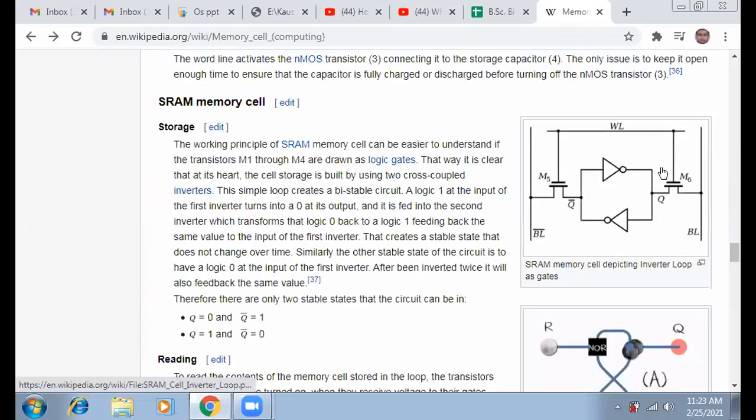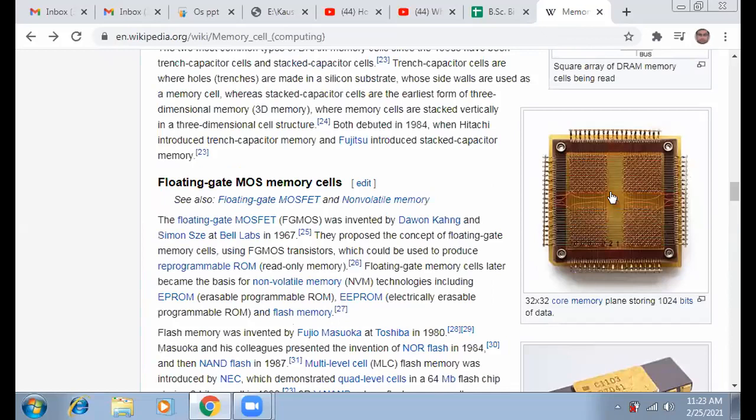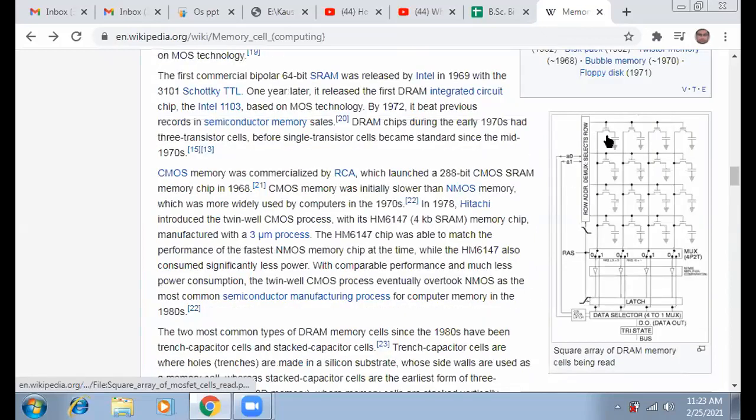So just remember, static RAM consists of two transistors and one cross-coupled diode. Whereas dynamic RAM or DRAM consists of only two capacitors. There is no concept of transistors or cross-coupled diode in dynamic RAM. Is it clear to everyone? I have given a very overall description. Is it clear to everyone?